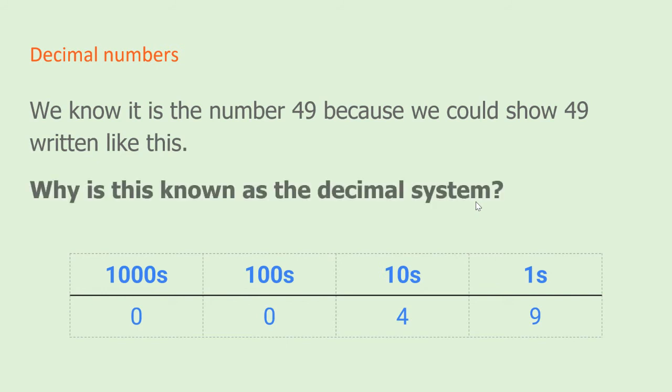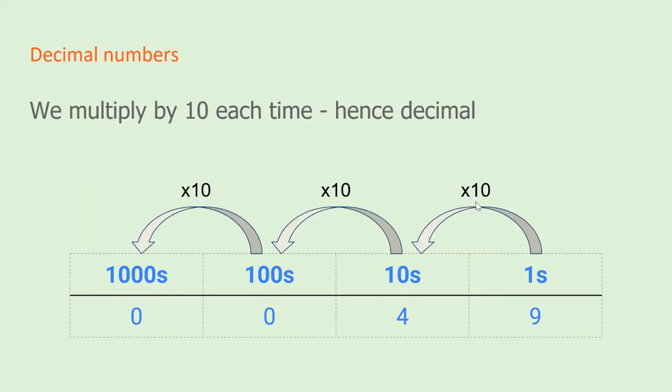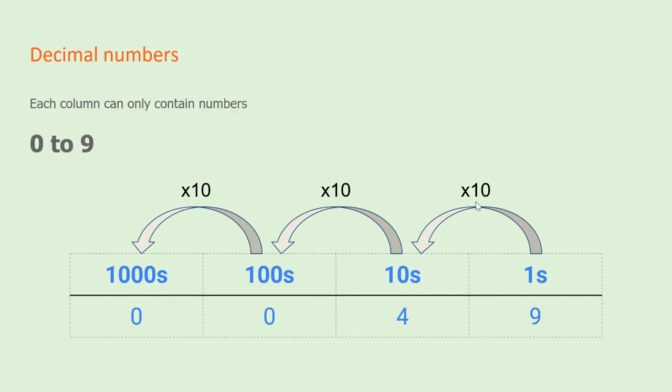This is called the decimal number system because if you have a look there at the units, tens, hundreds, and thousands, and you can carry on into the tens of thousands and hundreds of thousands, each one of those columns go up in factors of 10. We multiply each column by 10 each time, hence decimal. And in each column, we can only have numbers from 0 to 9.